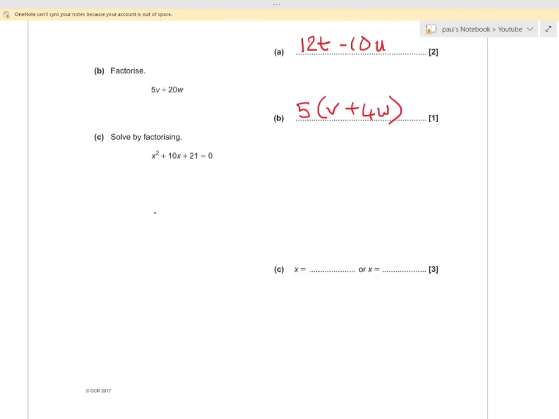Solve by factorizing. Okay, so x squared is that. Now, the factors of 21 that add to 10 are going to be 3 times 7, isn't it? Plus 3, plus 7. So x is minus 3 and minus 7.